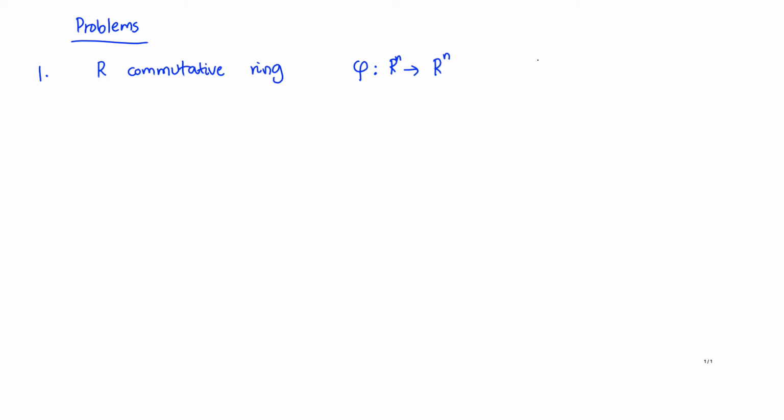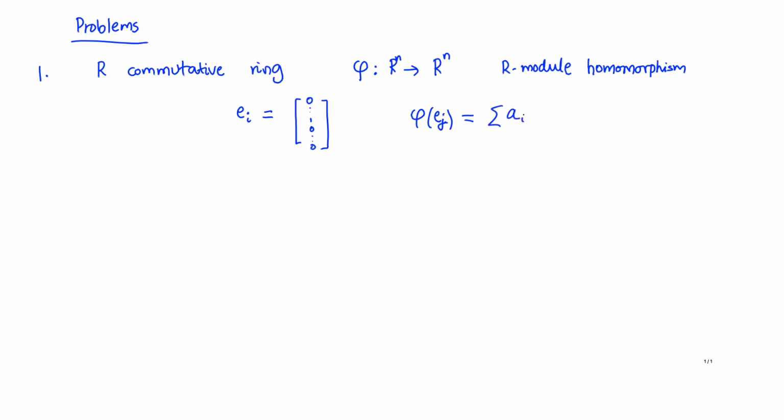Here n is greater than or equal to 1, and this is an R-module homomorphism, and let this be given by a matrix A. By that we mean, suppose I take e_i to be the standard basis element of R^n with all zeros and 1 in the ith place. Then this map phi maps e_j to the summation of a_ij e_i, where i goes from 1 to n.